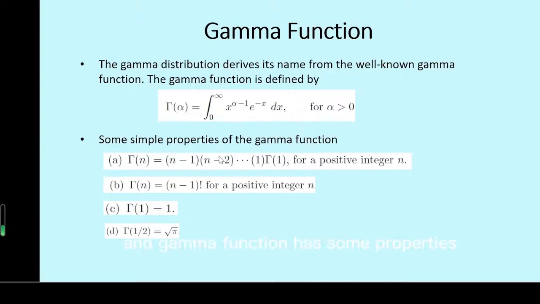And the gamma function has some properties. For example, if n is a positive integer, gamma n equals n minus 1 times n minus 2, and so on, until gamma 1. And gamma 1 actually is 1. So gamma n equals n minus 1 factorial. Here it is equal, not minus. And gamma 0.5 equals the square root of pi. So the gamma function is very interesting.